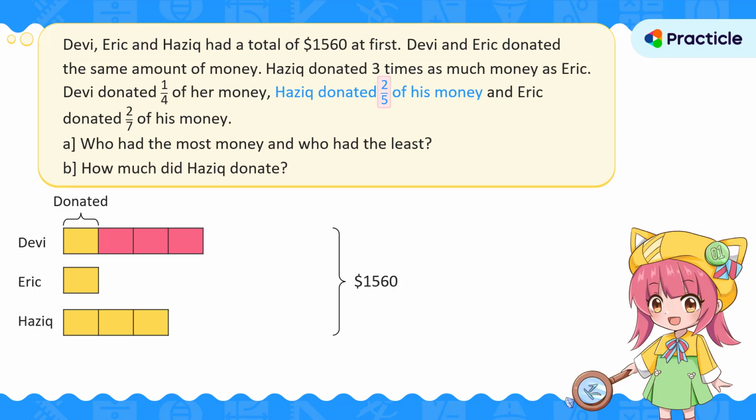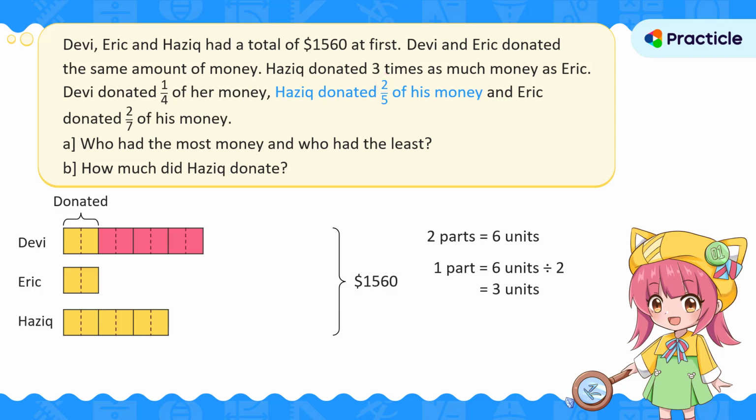Next, we know that Hazik donated 2/5 of his money. What does this fraction tell us? This tells us that he donated 2 parts out of 5 equal parts of his total amount of money. Oh no! How can these represent 2 parts? Let's fix this by cutting this into half. When we do that, we'll need to make the rest of the parts the same size as well. Let's divide each of these parts into 2 smaller units. Now that we have 6 units representing 2 parts, we can tell that 1 part is represented by 3 units.